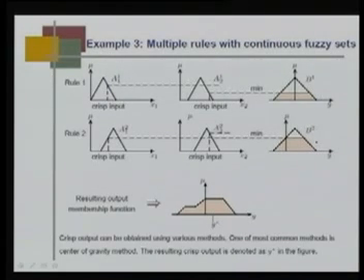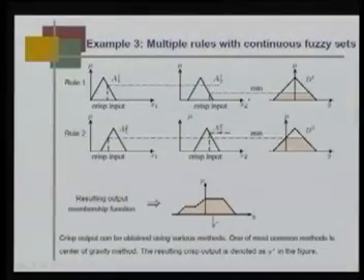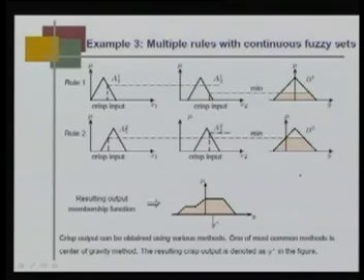Now, how do we infer, given a new crisp input in the domain of x1 and another crisp input in the domain of x2? For example, a system can have two variables, temperature and pressure. You can think of x1 as the temperature and x2 as the pressure. Say for a given system, you found the temperature to be 50 degrees centigrade and the pressure to be some value. Given these two crisp quantities, how do we infer what y should be?